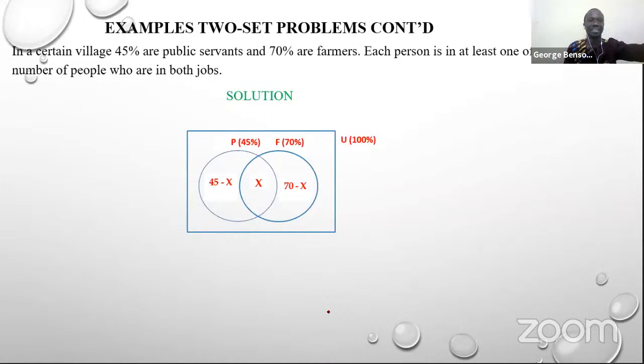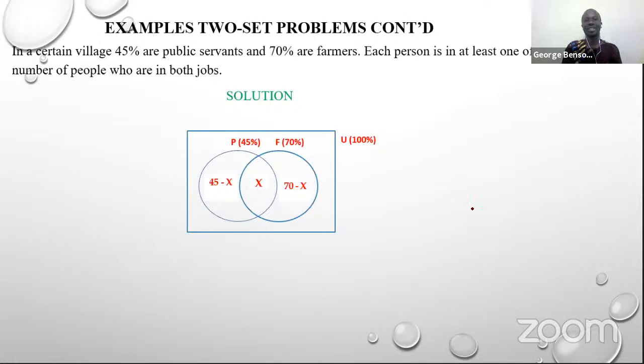And so let's take a look at this example too. Can you all see the screen? Yes. It says, in a certain village, 45% are public servants and 70% are farmers. Each person is in at least one of the jobs. Find the number of people who are in both jobs.